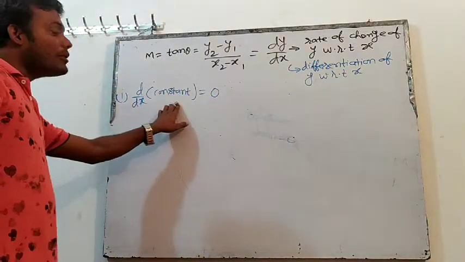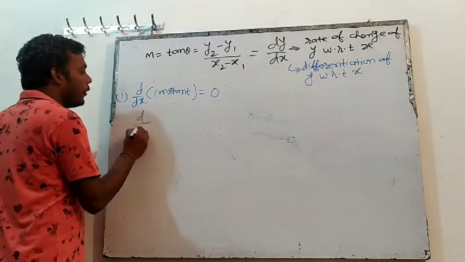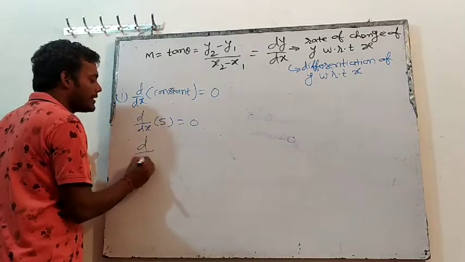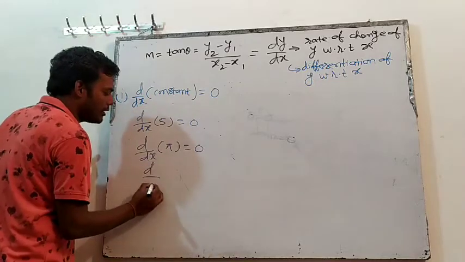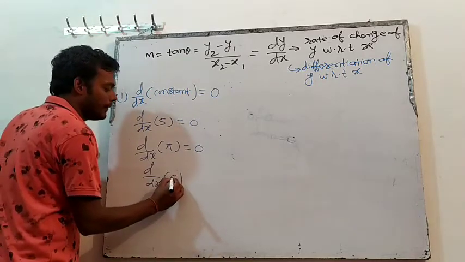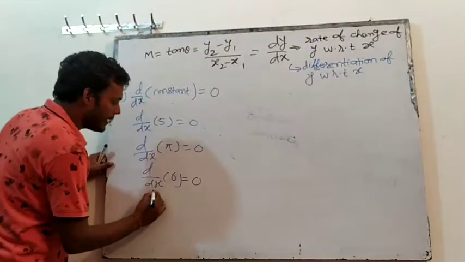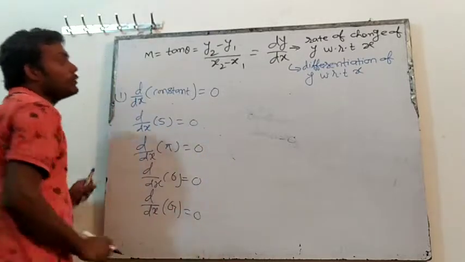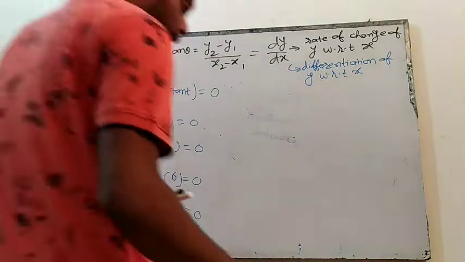If the slope is 0, then differentiation of a constant will be what? 0. For example, differentiation of 5, how much? 0. Differentiation of pi, how much? 0. Differentiation of 6, how much? 0. Differentiation of capital G, how much? 0. So if there is any constant, its differentiation will be 0. Is it clear?